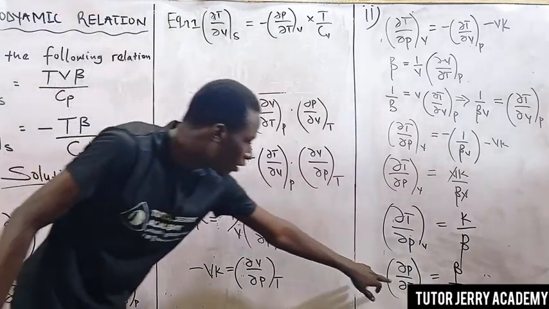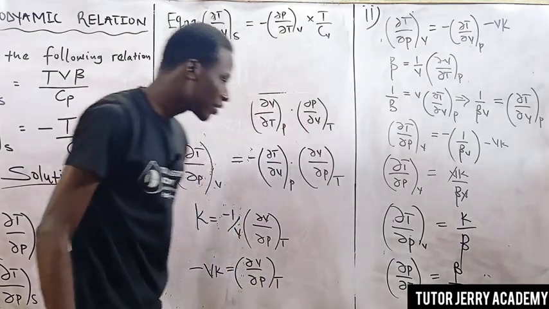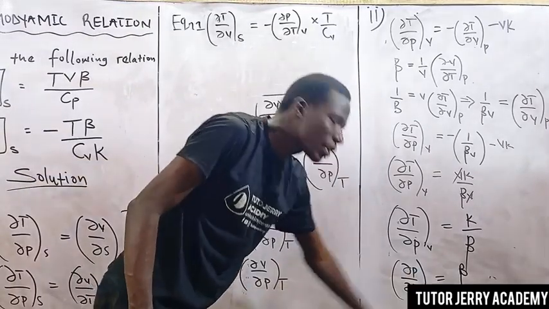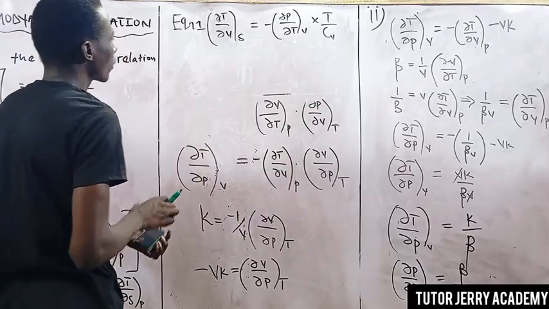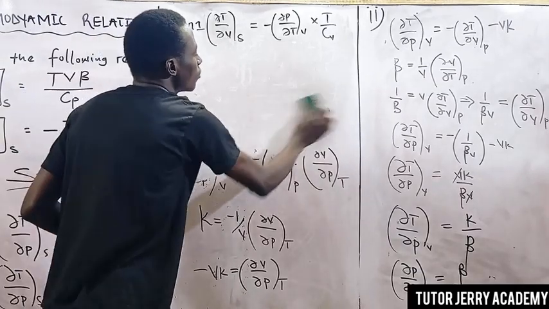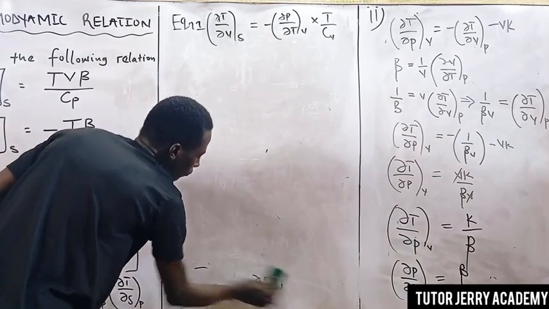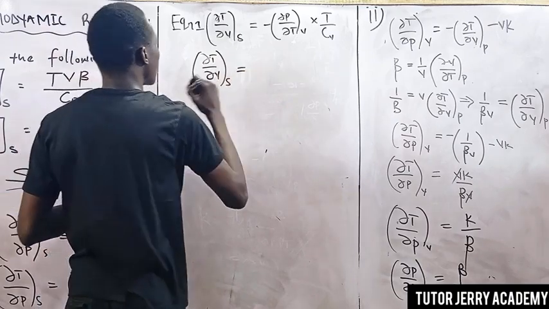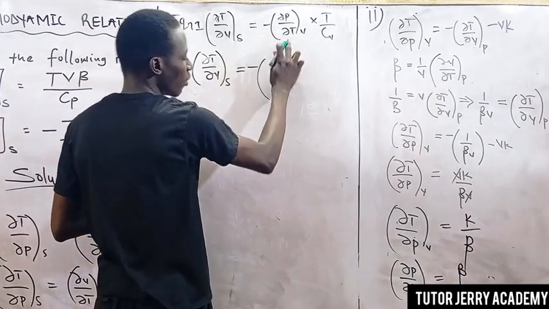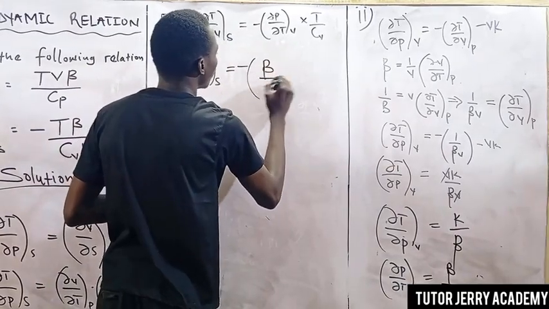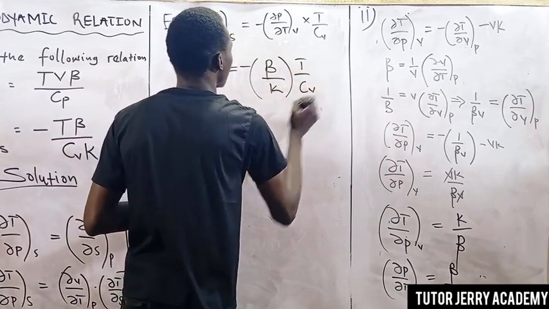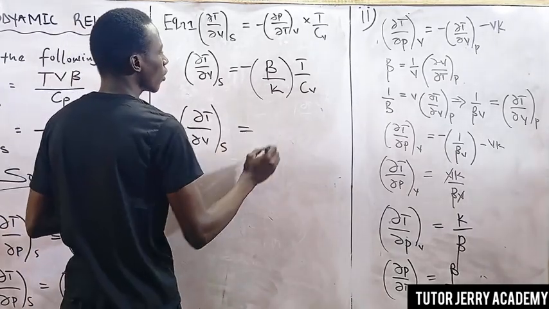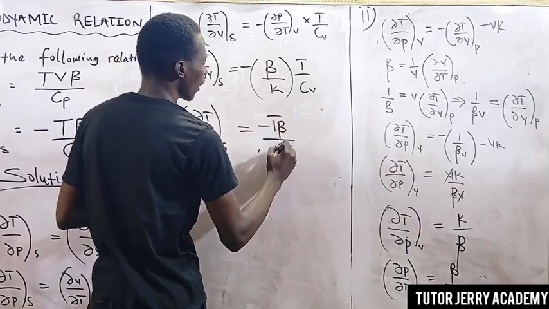Now, the value of what is here, the partial derivative of p all over the partial derivative of t, keeping v constant, is still the same thing as what is here. It means that I can substitute its value, which is beta over k, into equation 1. If I do that, equation 1 will now become the partial derivative of t all over the partial derivative of v, keeping s constant, equal to minus beta all over k, multiplied by t all over cv. This will be nothing but the partial derivative of t all over the partial derivative of v, keeping s constant, equal to minus t beta all over k v.